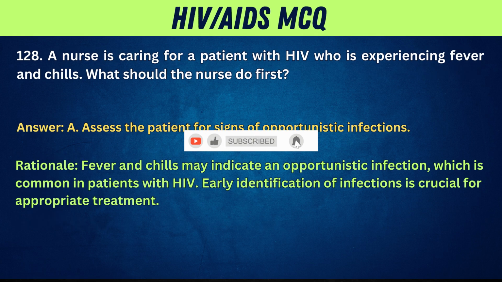Answer: A. Assess the patient for signs of opportunistic infections. Rationale: Fever and chills may indicate an opportunistic infection, which is common in patients with HIV. Early identification of infections is crucial for appropriate treatment.